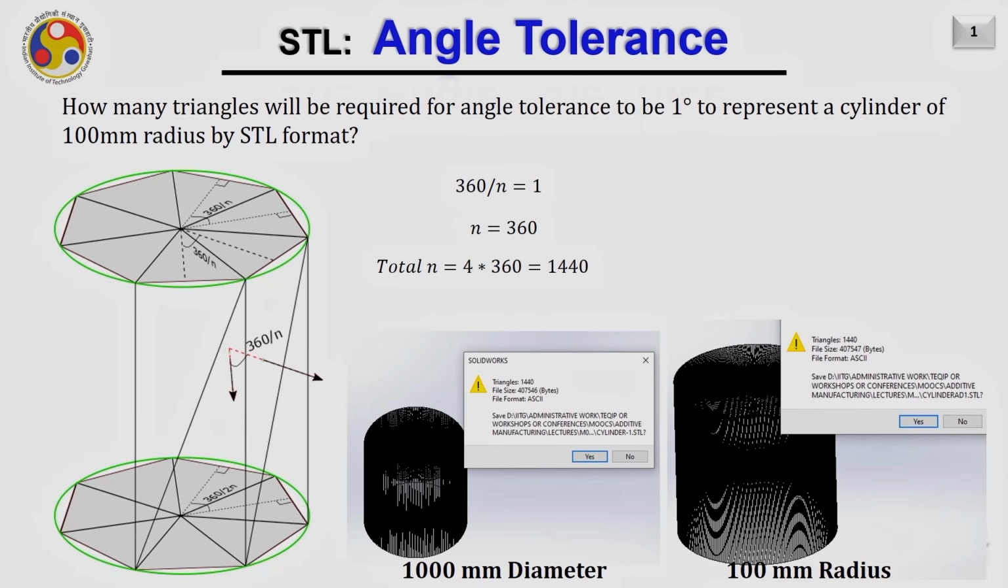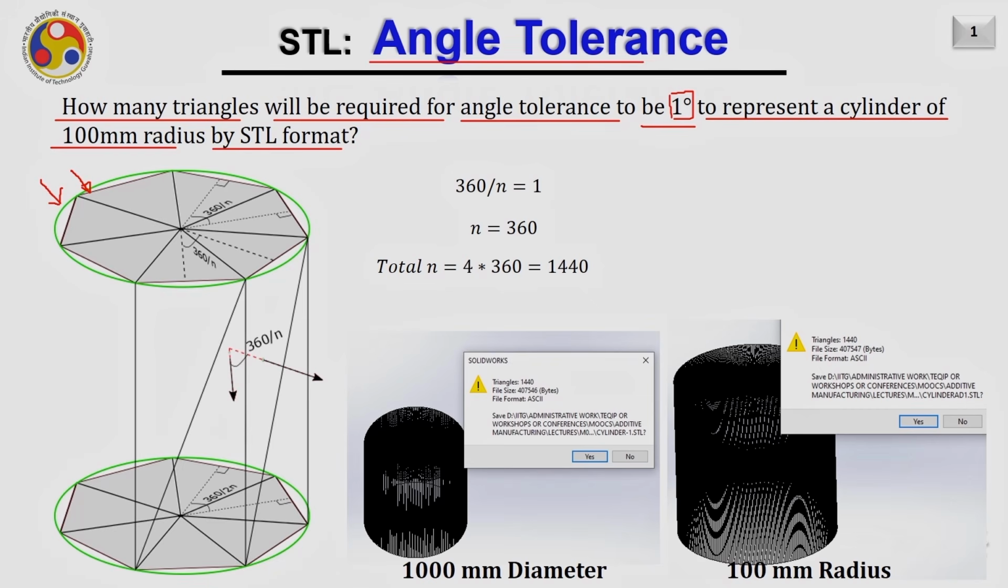Now let us try to solve a problem for angle tolerance. The question is, how many triangles will be required for an angle tolerance of 1 degree to represent a cylinder of 100 mm radius in STL format? So this is the cylinder you are seeing. The green boundary represents the exact boundary of the cylinder, and the black boundaries show the triangulated edges of the cylinder.